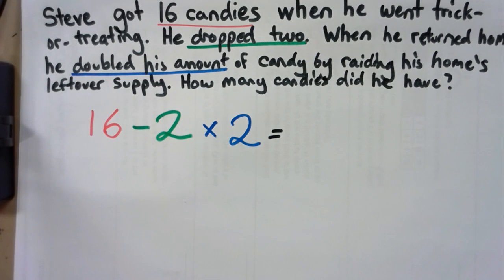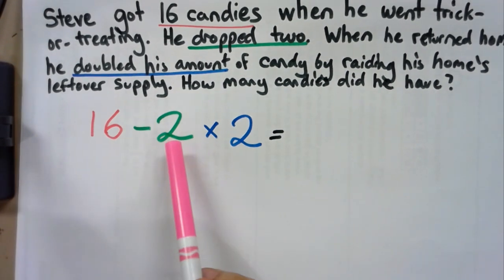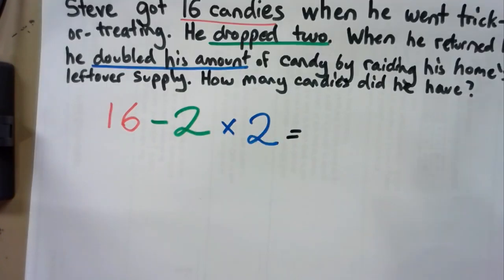I mean, heck, let's just think about this and step away from the equation. He had 16 pieces of candy. He dropped 2 of them. So he had 14. When he got home, he doubled them. That should be 28. But when I'm doing this, I know that I start with my multiplication. That's 2 times 2 equals 4. 16 minus 4 equals 12. I'm not getting the right answer, even though I'm doing the correct math.